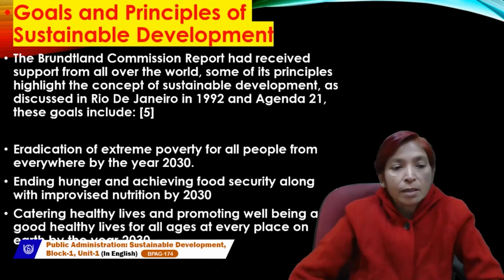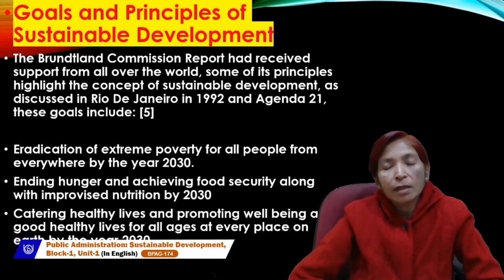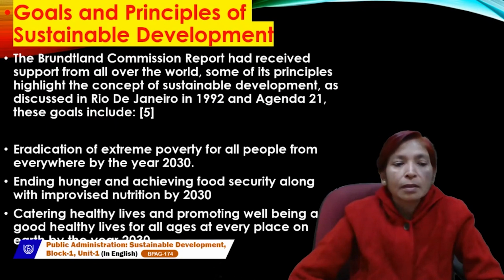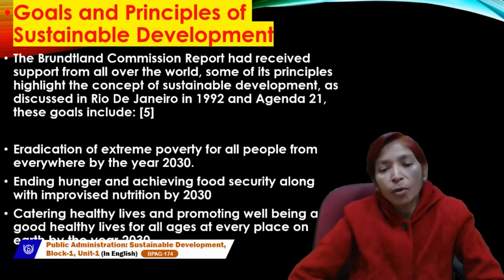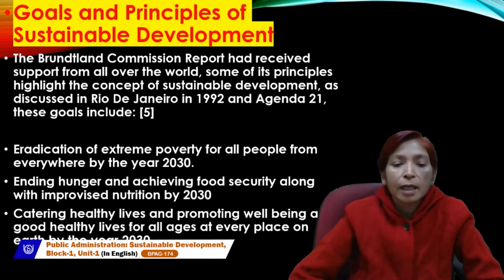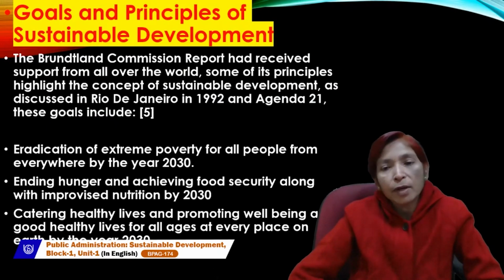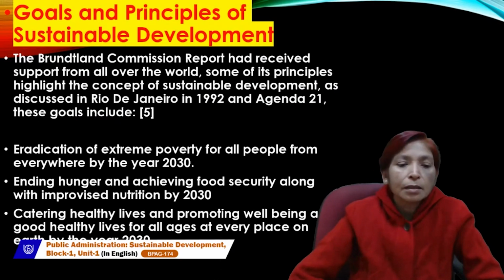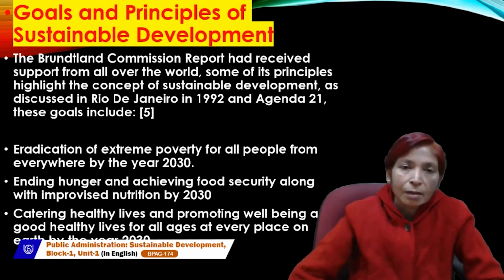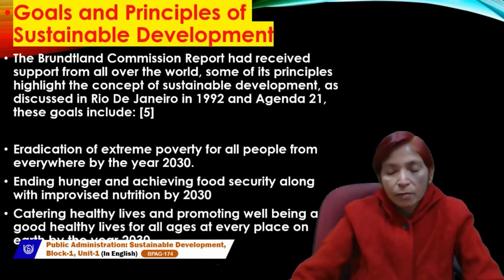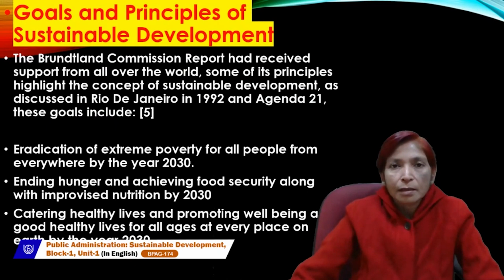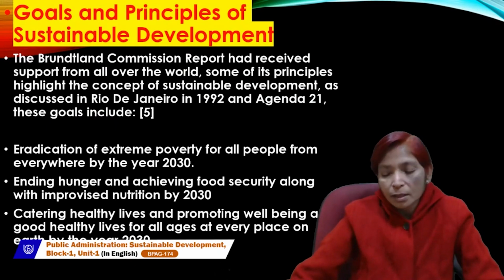Next is ending hunger and achieving food security along with improved nutrition by 2030. Catering healthy lives and promoting well-being and good healthy lives for all ages at every place on earth by the year 2030. These are the goals of sustainable development that we will achieve these targets in 2030.